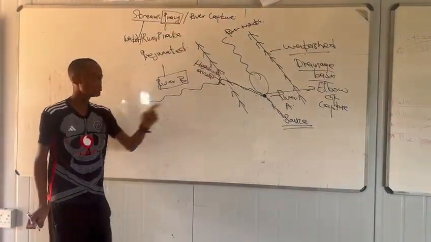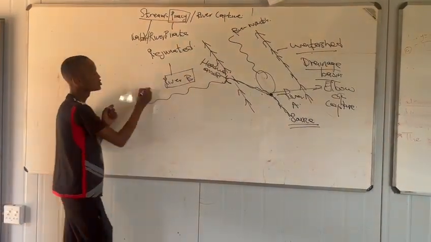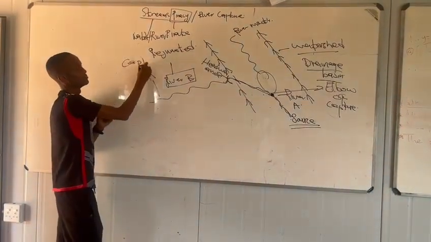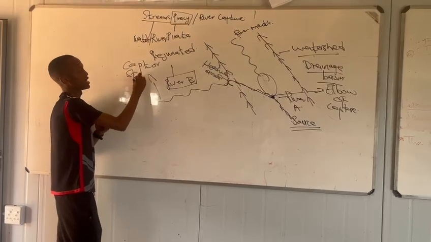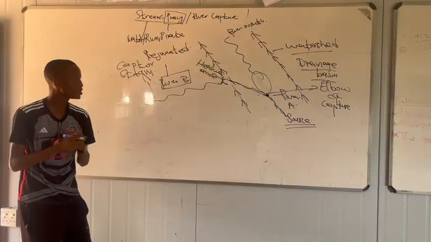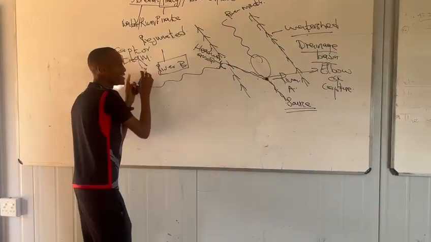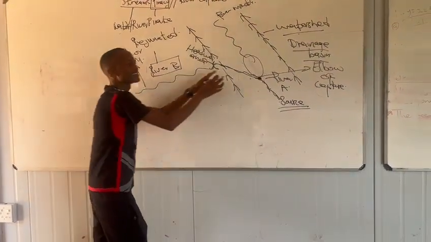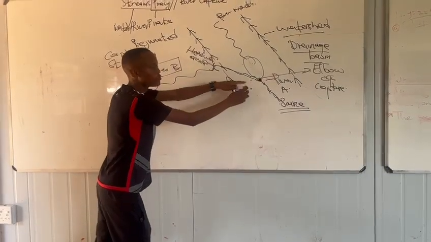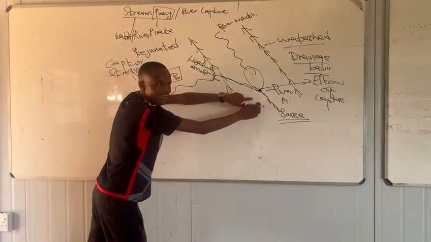But now we can say, because of stream piracy, river B is now called a capture stream. So river B is a capture stream. What are we talking about when we're talking about a capture stream? We are talking about a river, the more energetic stream, that has stolen the water of river A, which is a less energetic stream.